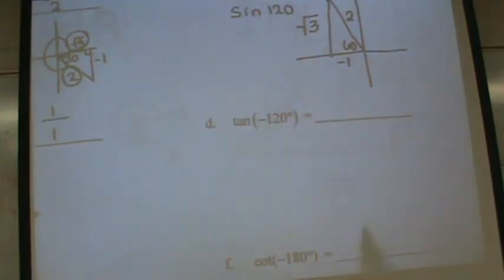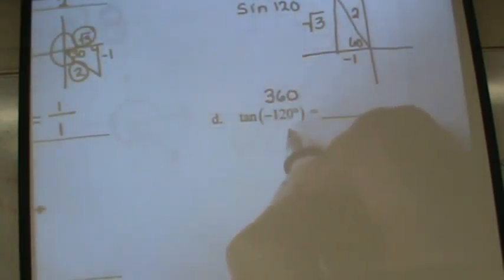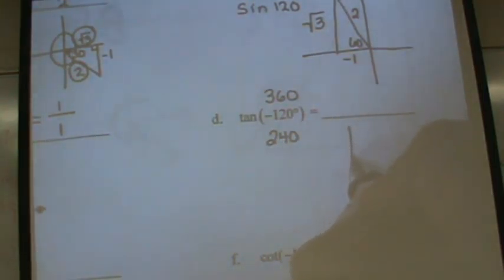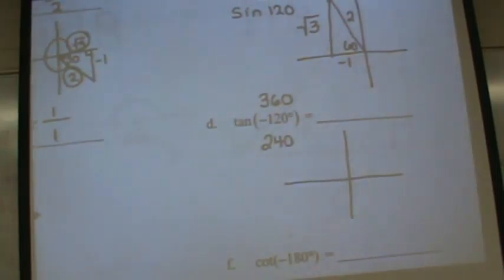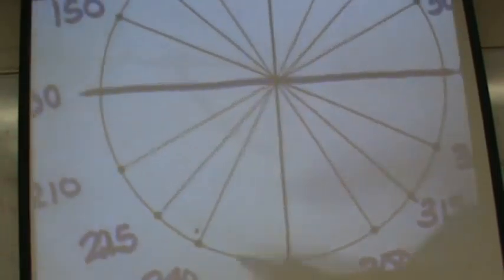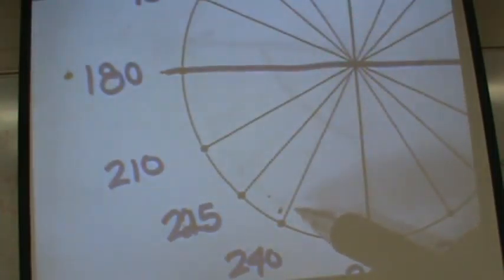Tangent of -120. I don't like that, so I'm going to add 360 to this. You get 240. Where's 240 degrees? In the third quadrant, so let's get our circle. Here's 240 degrees, right here.